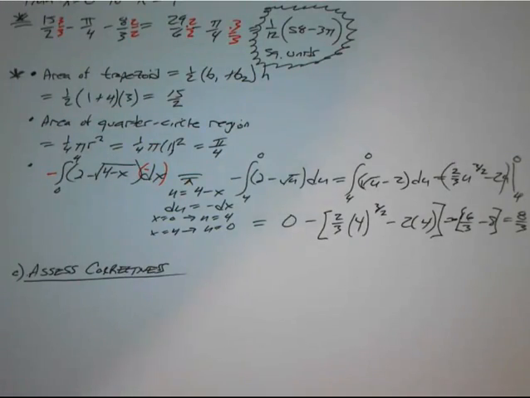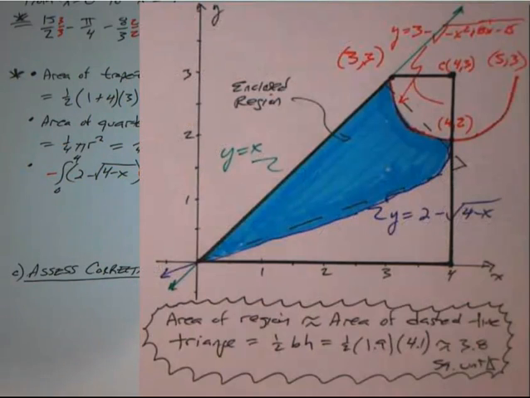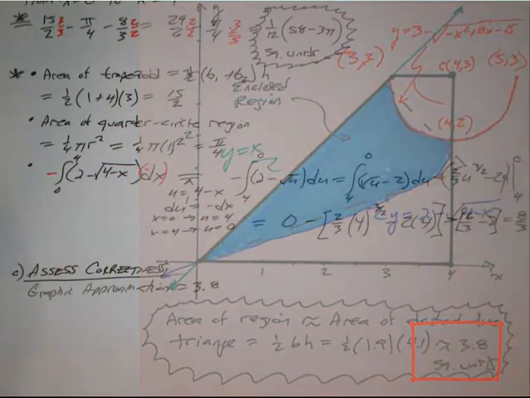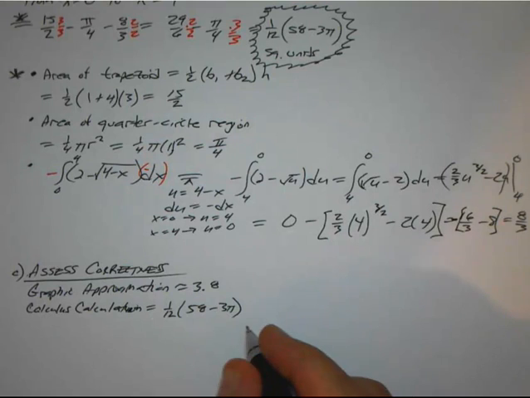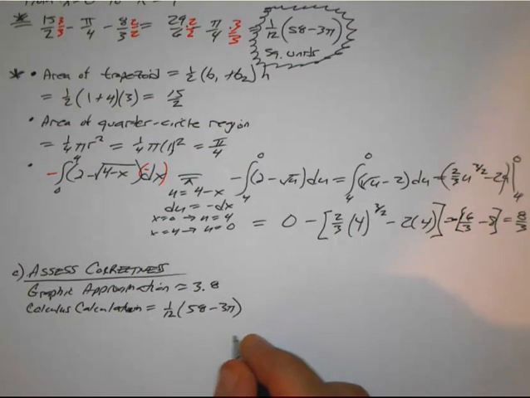Okay, for assessing the correctness of this, let's look back at our graphic approximation and re-record it here. That was an area of about 3.8 square units. Our calculus calculation is still in sight here. We have the 1/12 times 58 minus 3 pi square units. We've got to get this into a decimal approximation to compare apples to apples here.